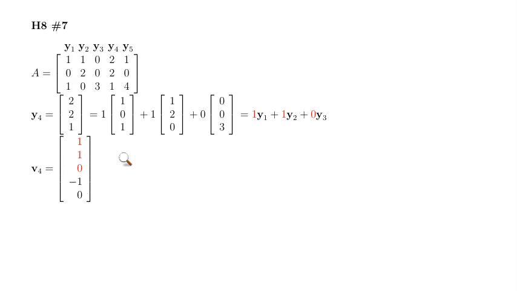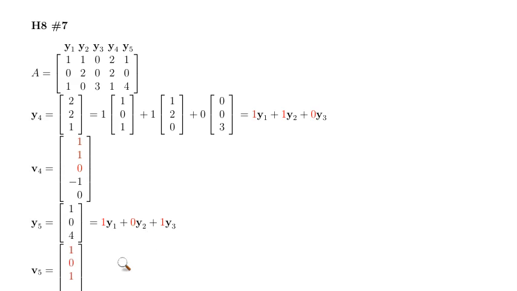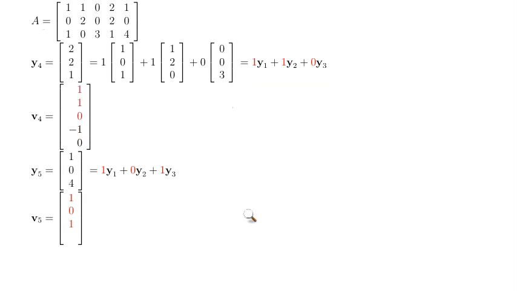All right, so let's find V5. We know what to do. If you want to find V5, we look at y5, and I'm going to write y5 as a linear combination of y1, y2, y3, and it turns out 1 y1 plus 0 y2 plus 1 y3 will get you 0, 1, 4. So you can find V5 by using those three numbers first. Maybe I have to go up a little bit here. 1, 0, 1, so that comes from here.